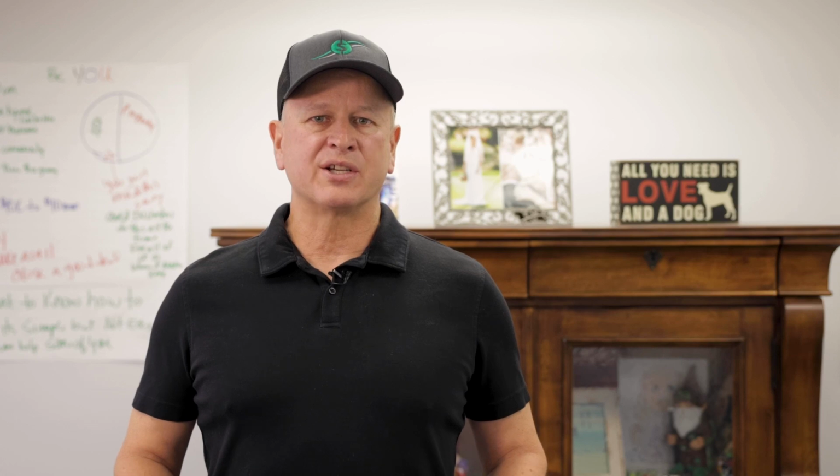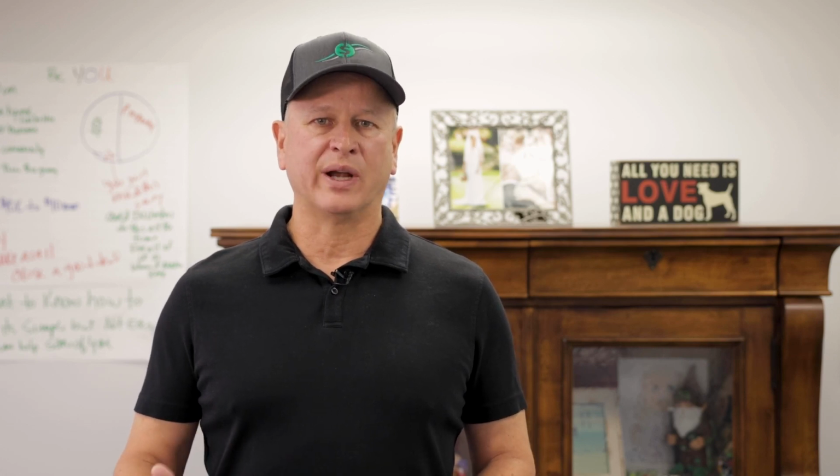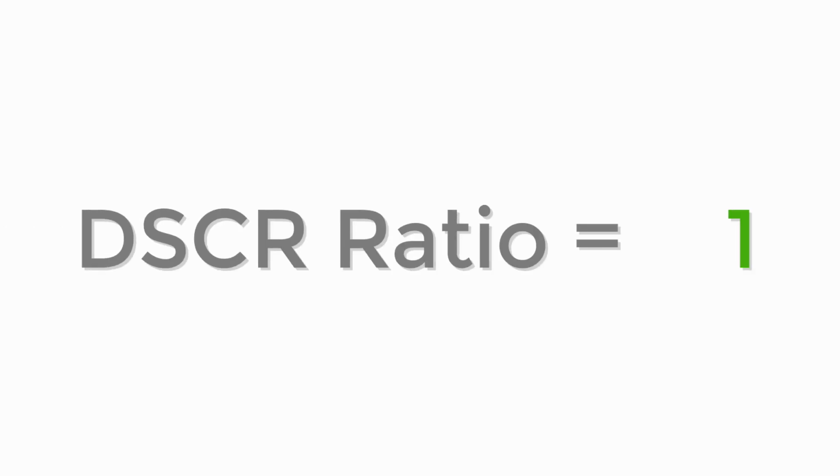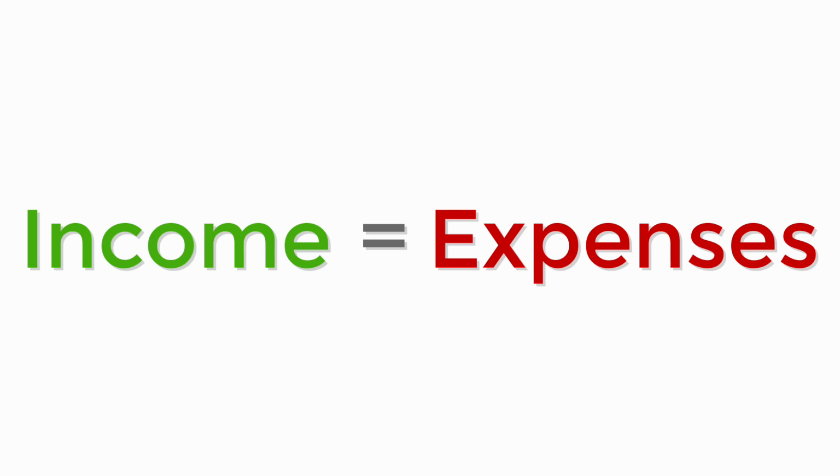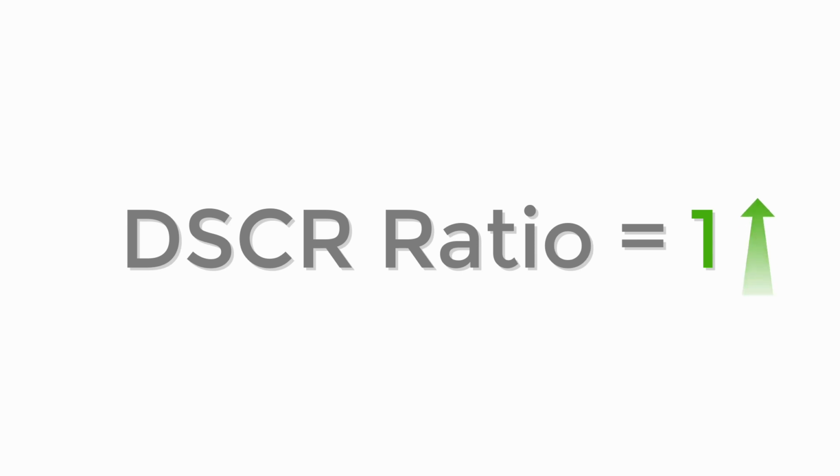Now, the minimum threshold for DSCR, what they call a DSCR ratio, that's what everything is based off of, is they want a DSCR ratio of 1. That means your income matches your expenses. So at least you're breaking even. You know, as an investor, you probably want it to be more than break even. So you want a DSCR ratio that is higher than 1.